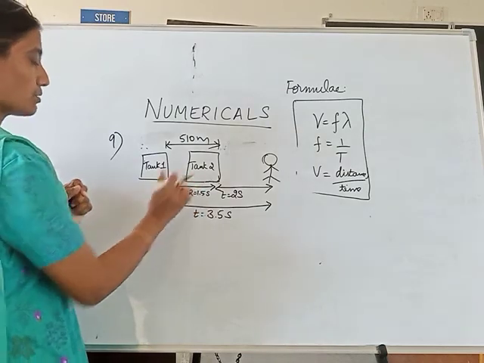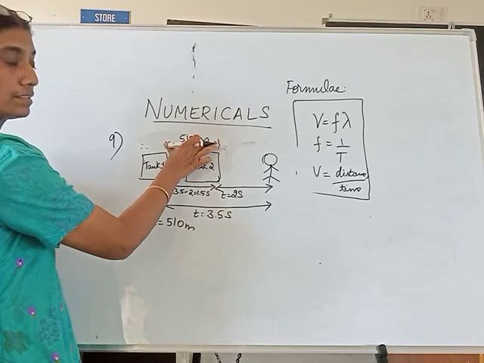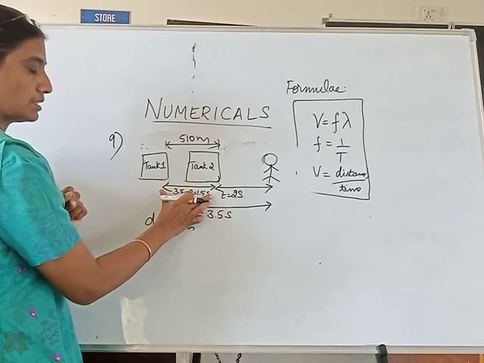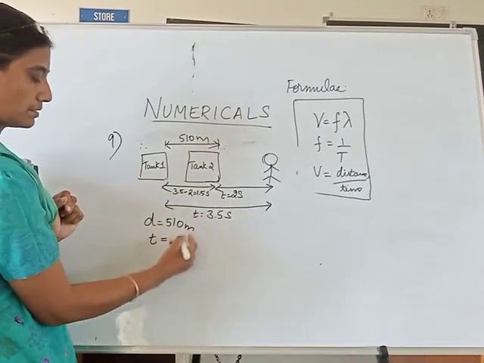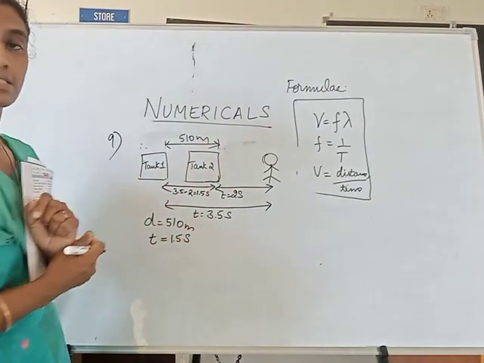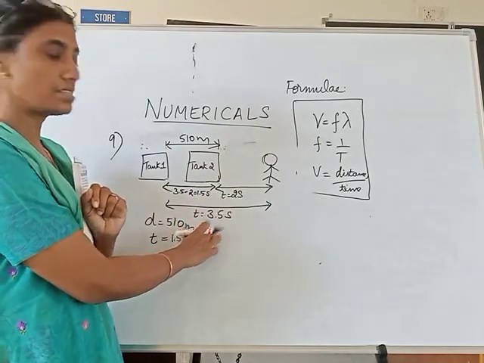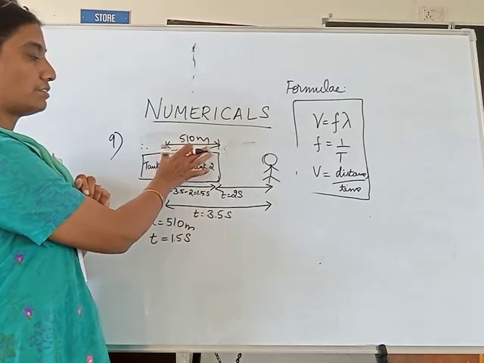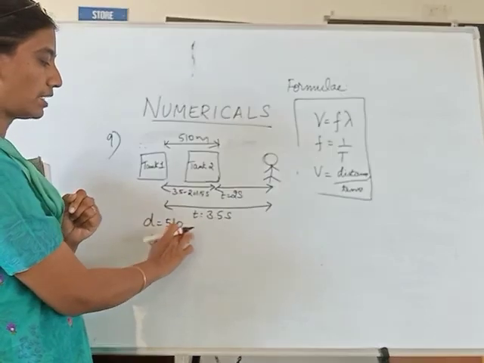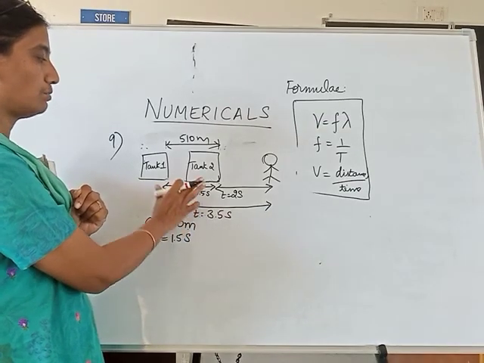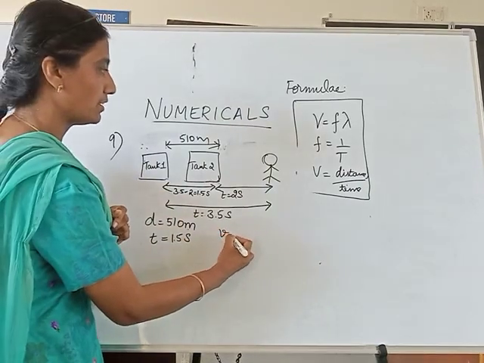Is it clear, children? So now the distance is 510 meter, and the time taken by sound to travel this distance is 1.5 seconds. Is it clear? You should not use any of those individual times, because they are not the time taken for the sound to travel between the two tanks. So remember that. You subtract, and that gives the time taken by the sound to travel between the two tanks. Now, once you know this, we can find the speed of sound.